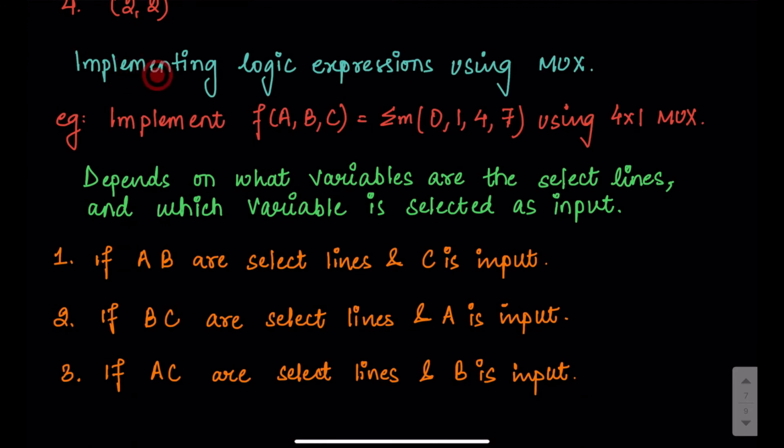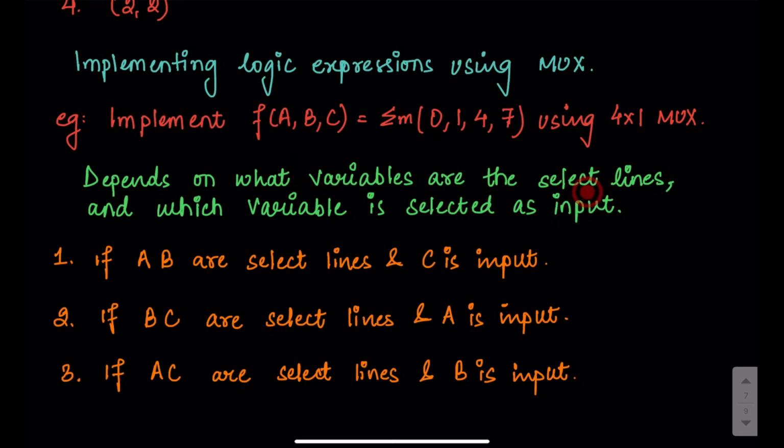We have to now implement logical expressions using the multiplexer. Suppose we are given a function f of ABC is equal to SOP expression sigma m of 0, 1, 4, 7. You have to implement it using 4x1. Now this implementation depends on which of these variables has to be used as the select lines. Obviously because there is a 4x1 mux, you require two select lines. So out of the three variables, two of them will be chosen as the select lines and one of them will be selected as the input.